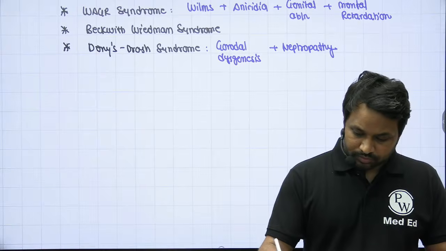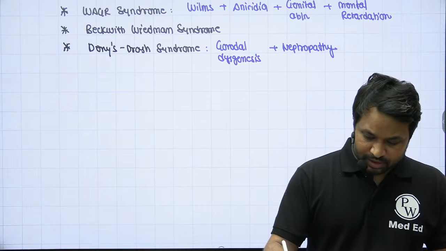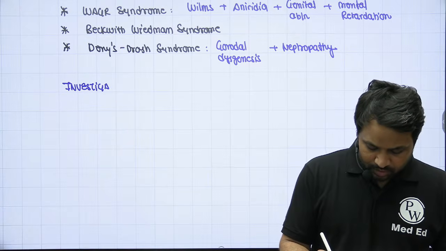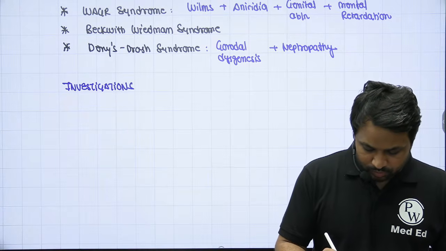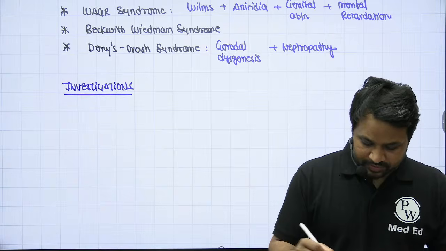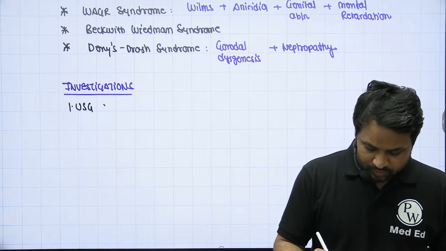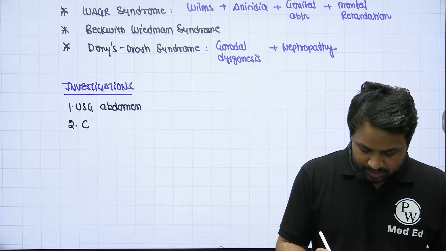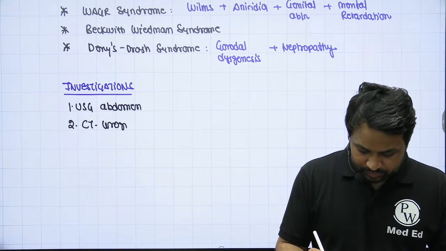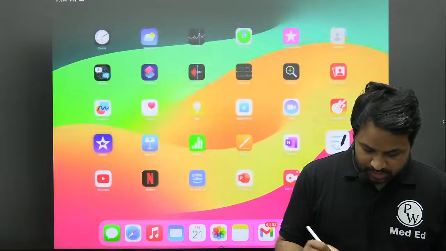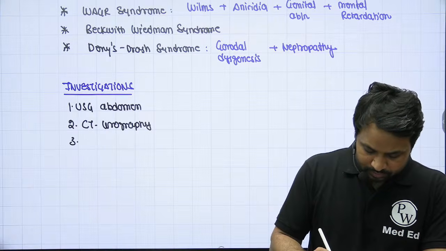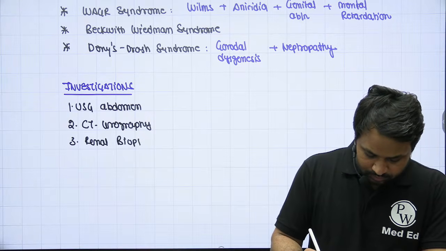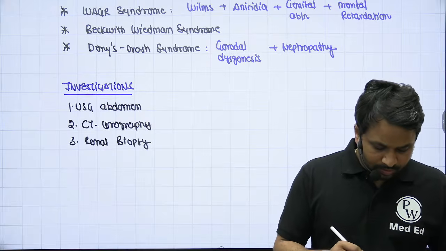Now, in terms of investigation, what are the investigations that you're going to do? The first investigation is going to be the ultrasound of the abdomen. Second, I'll get a CT urography. And I'll do a renal biopsy.